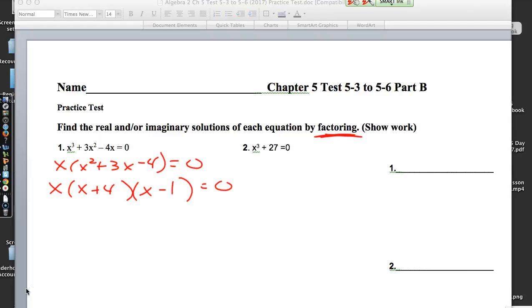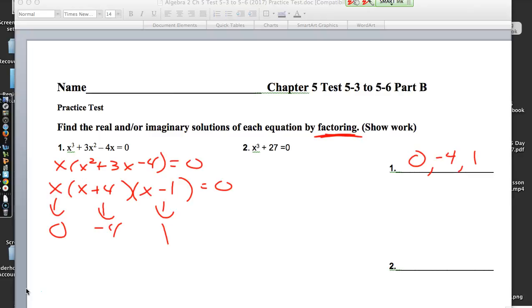Well, that wasn't so bad, except we're not done. And every once in a while, somebody stops right there. Remember, it said find the real and or imaginary solutions by factoring. So you're supposed to use factoring to find them. What's the 0 for that one? How about that one? And that one? 0, negative 4, and 1. The 4 looks kind of awkward.